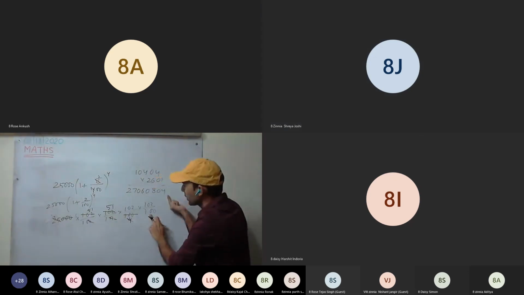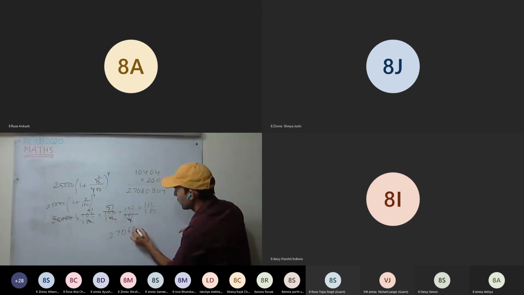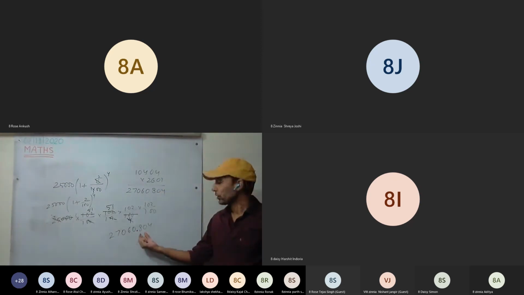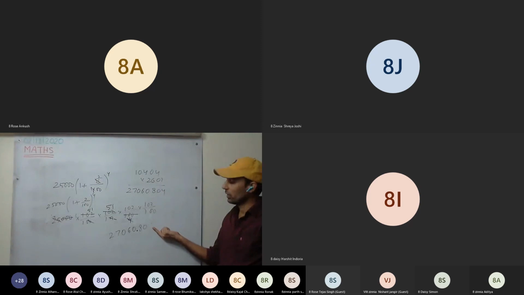Now divided by 1000. So answer will be 27060.804. Now only 2 decimal places are required, so avoid 4. It is less than 5. So round it off, the next digit will remain as such.